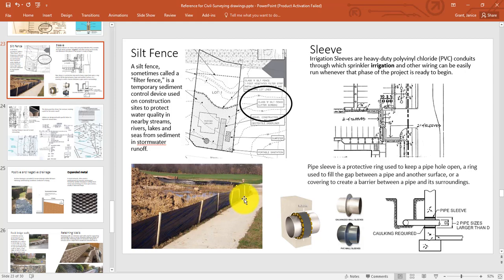Sometimes they use what they call a sock, which is really just a tube of material that's weighted down to stop the water or control it. I wanted to show you that there are sleeves that are used, irrigation sleeves made of PVC, so that water can be pulled from one area to another. And also we use those when we go through concrete with caulking around it here in this detail. And here's another detail to show that.